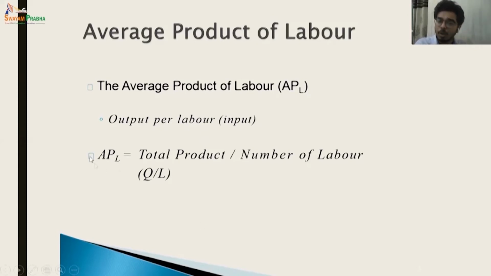Yes. And what is APL or APK? This is total product produced with whatever number of labor or capital divided by the total number of labor or capital. If the total product is divided by the total number of labor, then it is Q by L, average product of labor. If the same total product is divided by the number of capital, then it is APK, that is Q by K. All right. Q is the total production, L is the total number of labor, K is the total number of capital to produce that particular unit of output, whatever is Q.